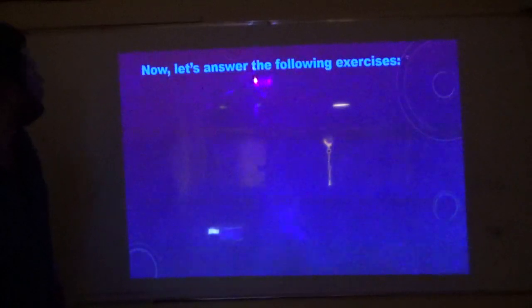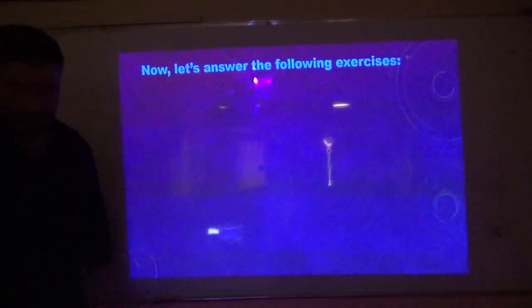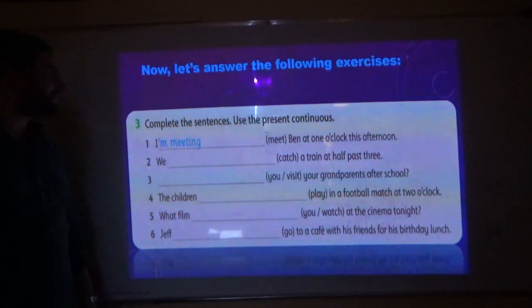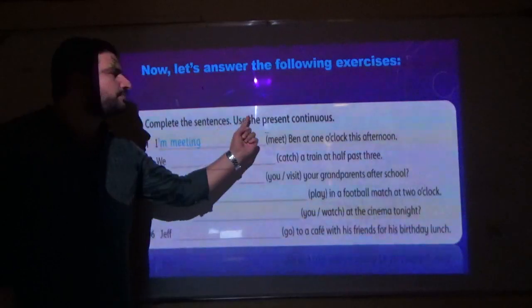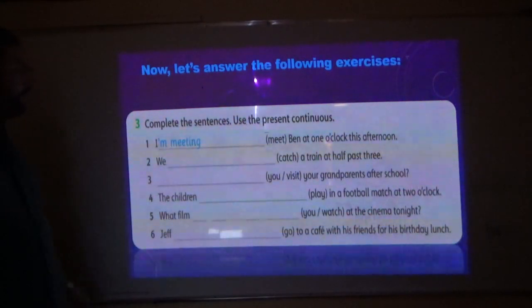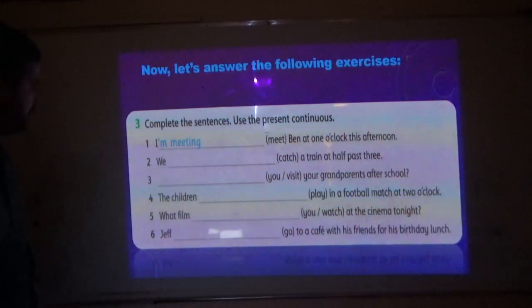Look at this last part. Now, let's answer the following exercise. Complete the sentences, use the present continuous. So all of them will be present continuous form, but with the right form, positive or negative or question.